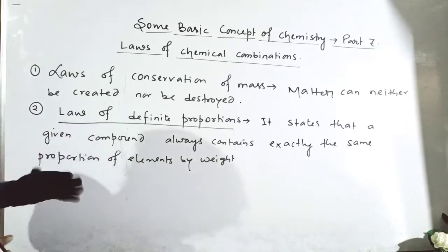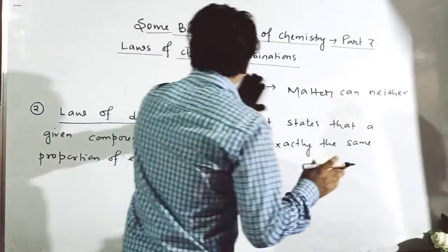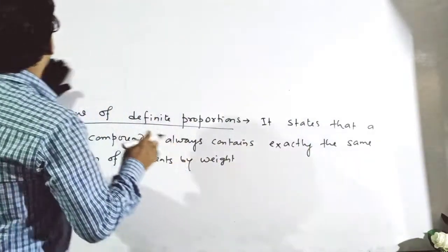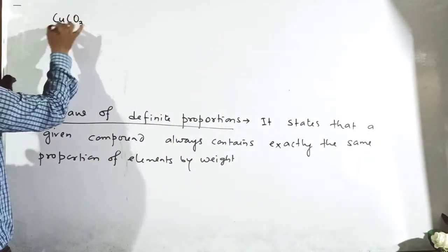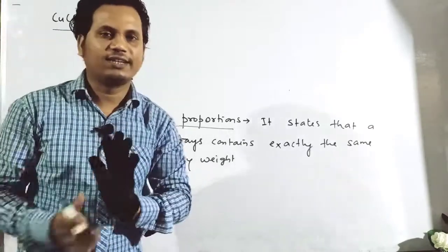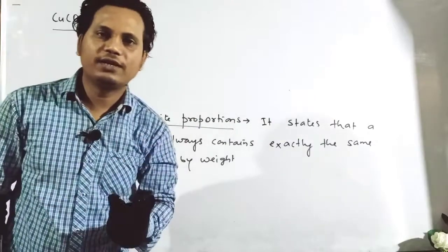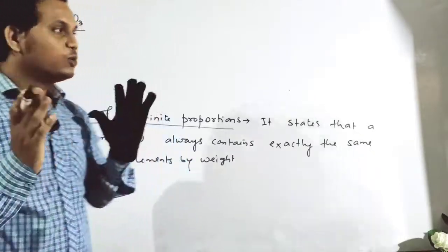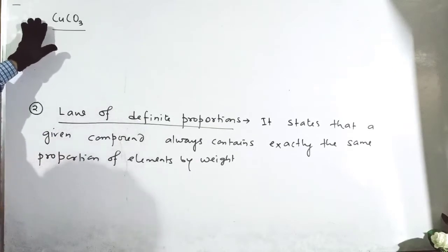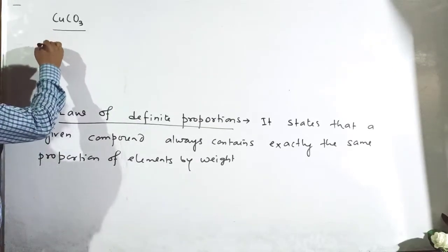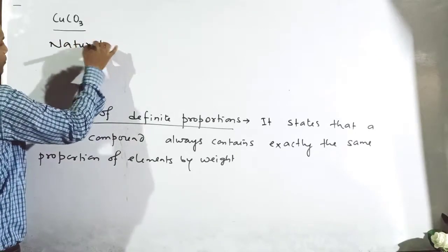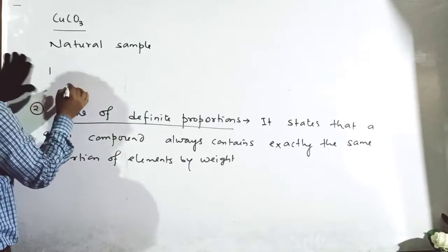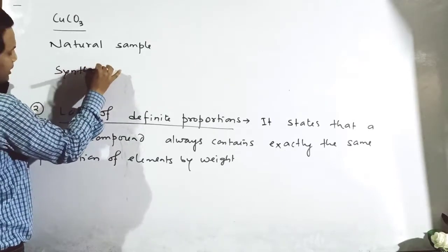Suppose we have one compound. Let us consider copper carbonate, which we have selected. It can have a natural origin, or it can be prepared artificially. So there are two possibilities: it can be natural or it can be synthetic. We can take a natural sample, or we can take an artificial or synthetic sample.